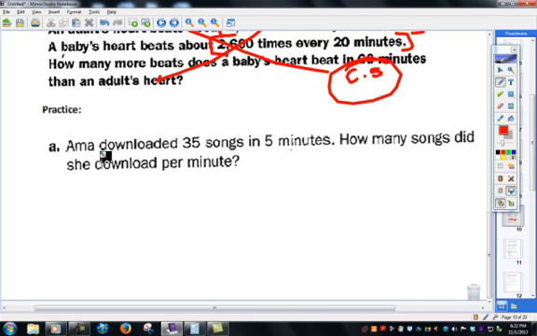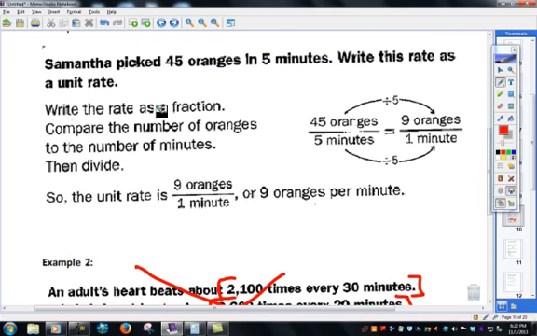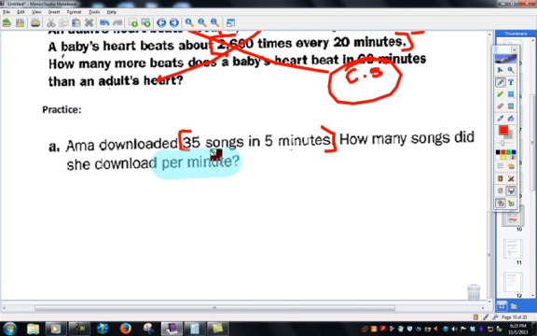Okay, Emma downloaded 35 songs in 5 minutes. Right there's your ratio. How many songs did she download per minute? Now this one doesn't give you an option of how to do it, and I'll show you what I mean up here. Even on the one we just did, it doesn't really say, but never mind. You have your ratio, 35 songs in 5 minutes.